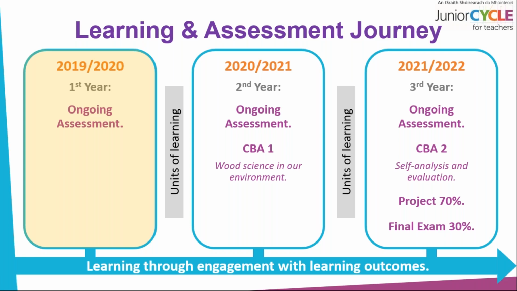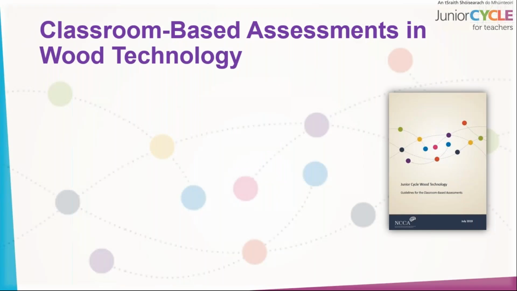In second year, our students will experience classroom-based assessment 1, which is titled Wood Science in Our Environment. In third year, our students will experience classroom-based assessment 2, which is self-analysis and evaluation. They will undertake a project which is worth 70% and a final examination that is worth 30%. Both of those components are examined externally by the State Exams Commission.